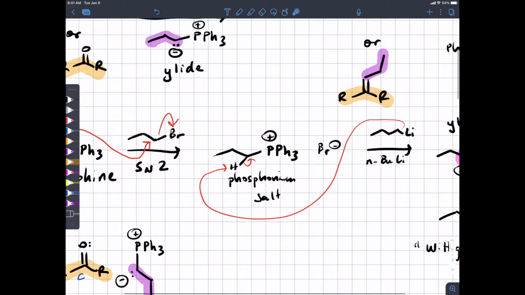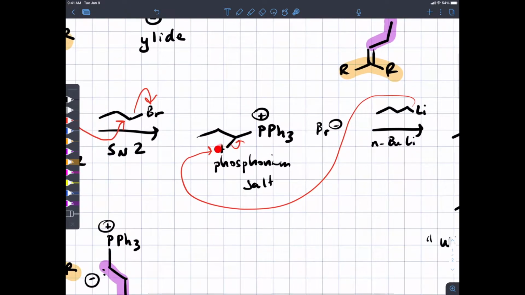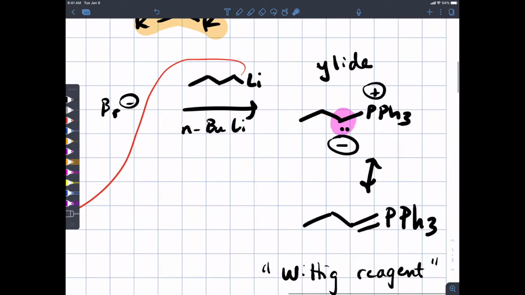Then you take a very strong base. This is an organolithium reagent that's also a really, really strong base, to remove the proton adjacent to the phosphorus. That proton is more acidic than any of the other sp3 hybridized carbon-hydrogen bonds because of its proximity to the positively charged phosphorus. And that generates our Wittig reagent, which is called an ylide. You don't need to remember that term, but in OChem, that's what we call a molecule that has a negative charge and a positive charge on adjacent carbons.